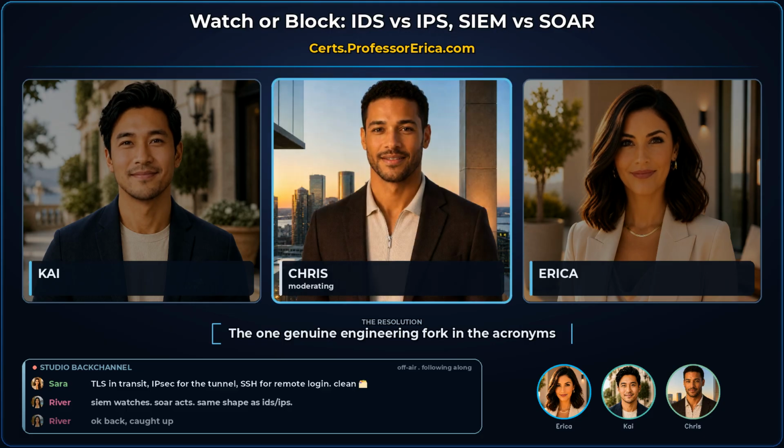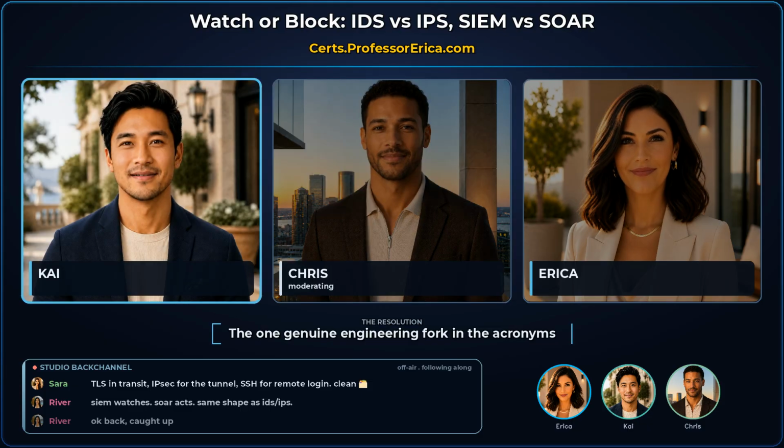Okay, one more the exam swaps in this family. Host-based versus network-based. Where does that land? Same idea, different vantage point. An NIDS or NIPS watches the network wire for the whole segment. An HIDS or HIPS lives on one machine and watches that single host. Network sees the traffic, host sees what actually happened on the box. The N is for network, the H is for host, and that one letter is the whole answer.